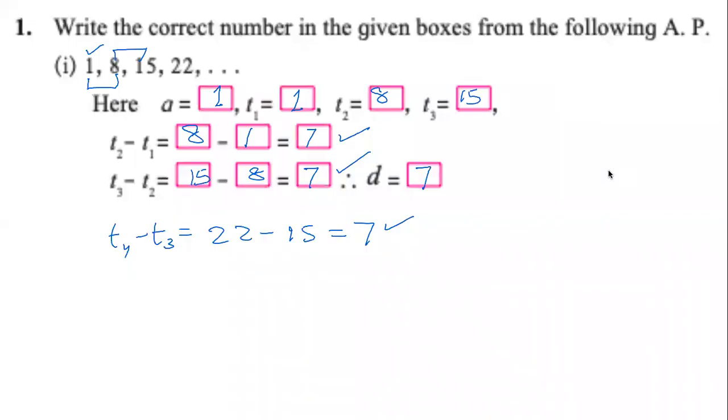Yes, you have given the correct answers, Peter. So A and T1, they are the first term, 1. T2 equals 8, T3 equals 15, and we can also say that T4 equals 22. To find T2 minus T1, we will do 8 minus 1, which is 7. T3 minus T2 is 15 minus 8, which is 7. Also, T4 minus T3 is 22 minus 15, which is also 7. 7, 7, 7. The difference is common. So we can say D equals 7. Well done. Correct answer.